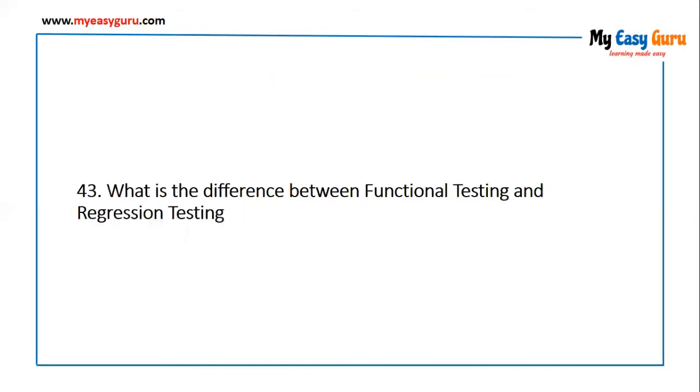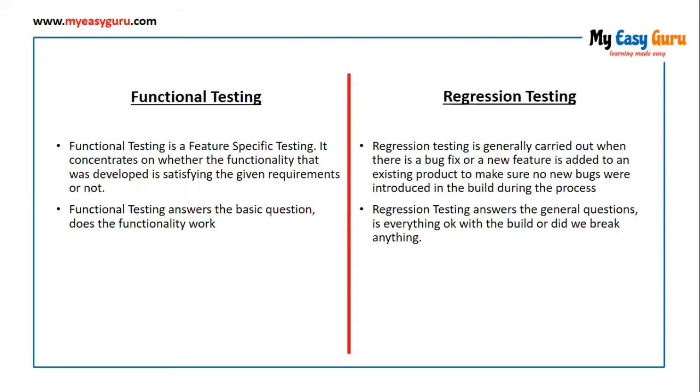Let's move ahead. What is the difference between functional testing and regression testing? Functional testing is feature-specific testing. It concentrates on whether the functionality that was developed is satisfying the given requirements or not. Regression testing is generally carried out when there is a bug fix or a new feature is added to an existing product, to make sure no new bugs were introduced in the build during the process.